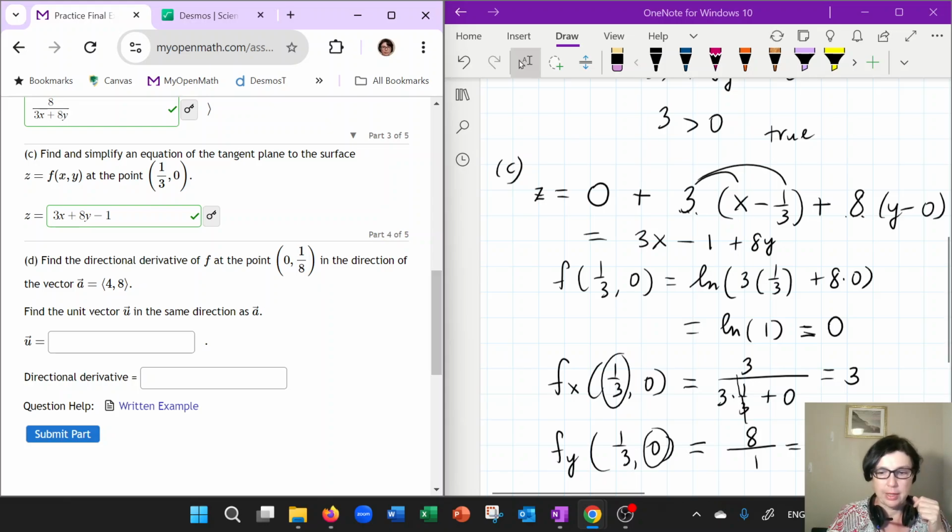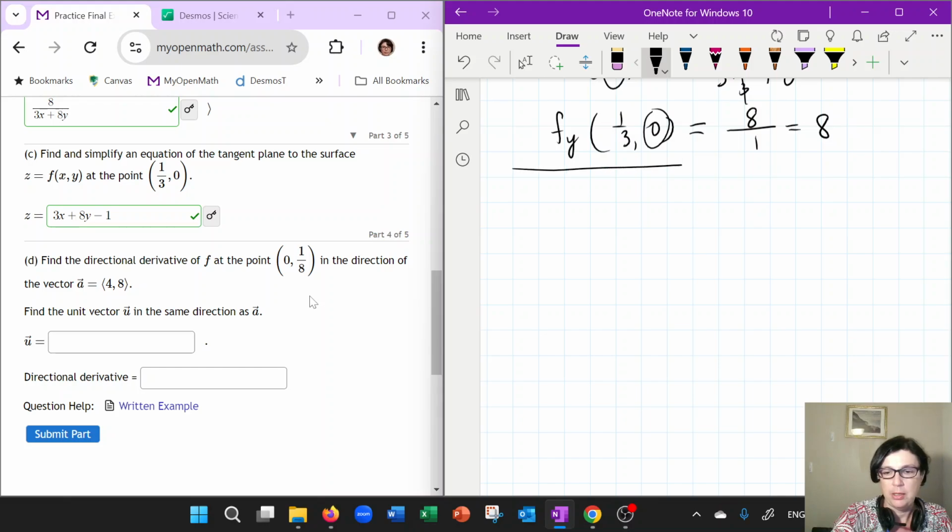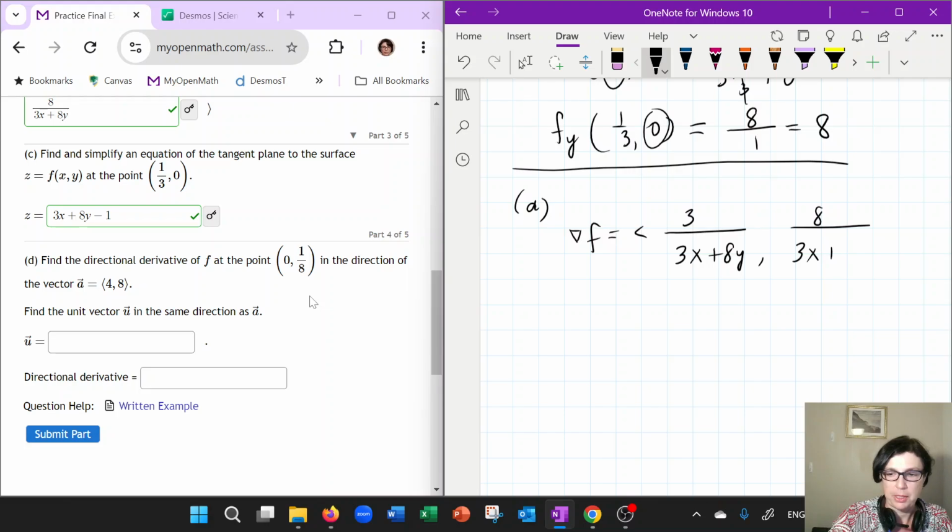So we reviewed that. Now let's talk about directional derivative. The good news is that we already found the gradient, but let's discuss that. So here we got the gradient of our function, and it was 3 divided by 3x plus 8y, and 8 divided by 3x plus 8y. So what do we need to do to find directional derivative? First of all, we're going to plug in the point 0, 1/8 into the gradient here.